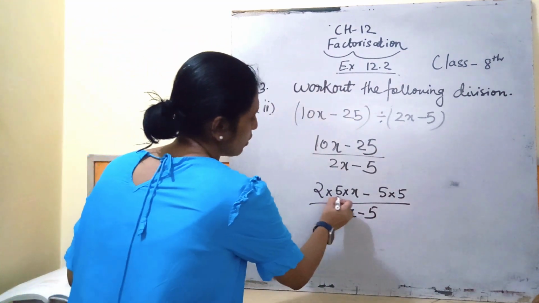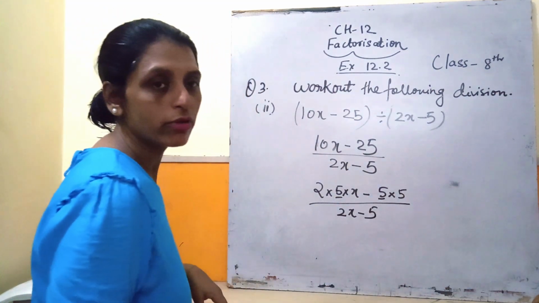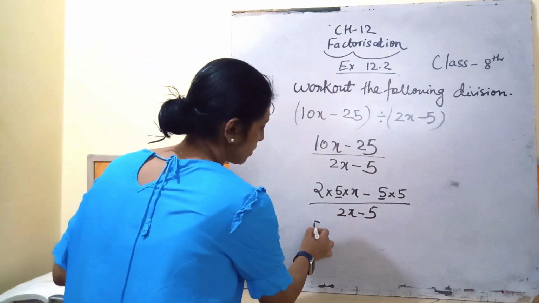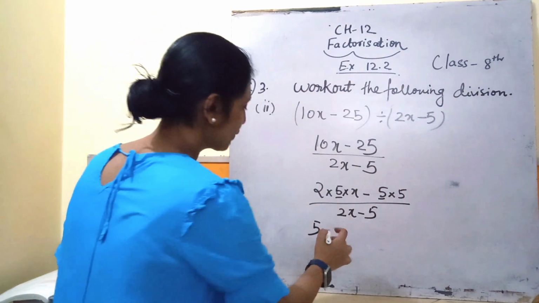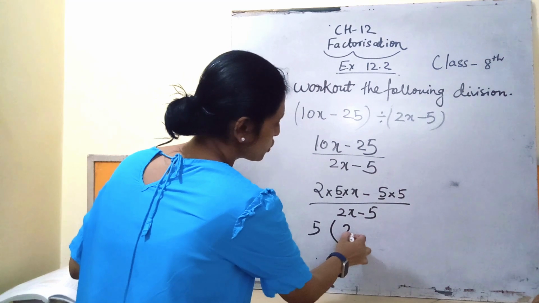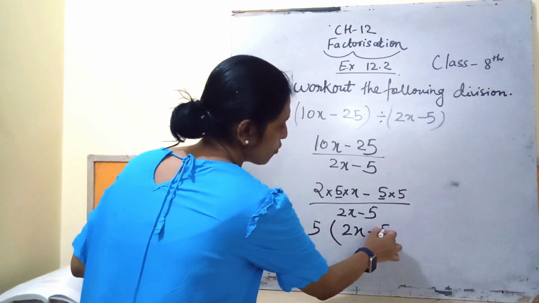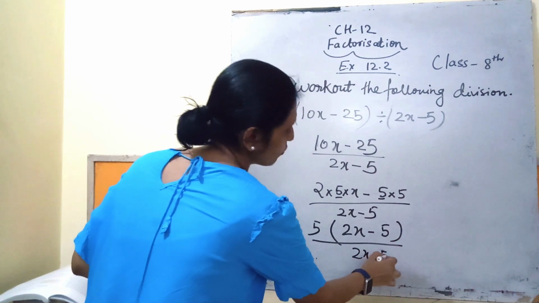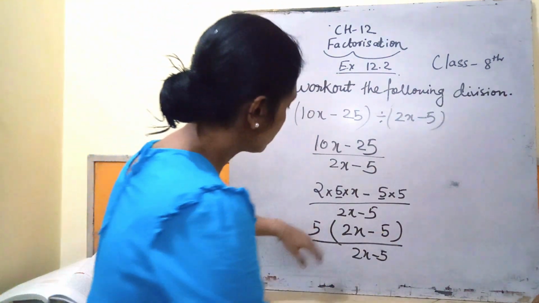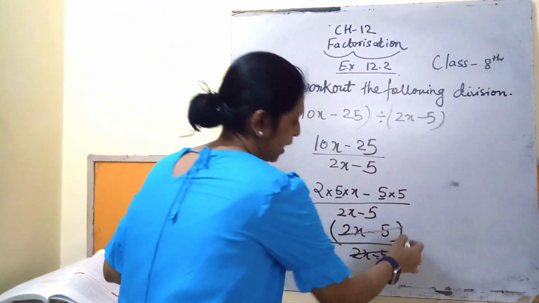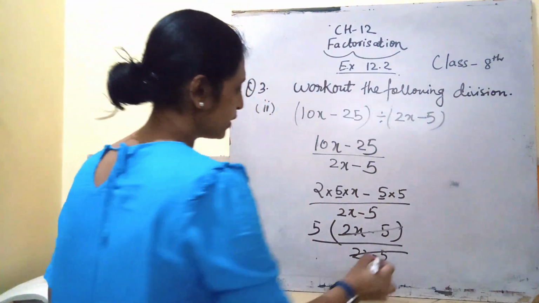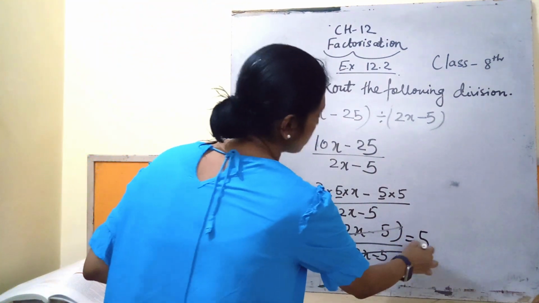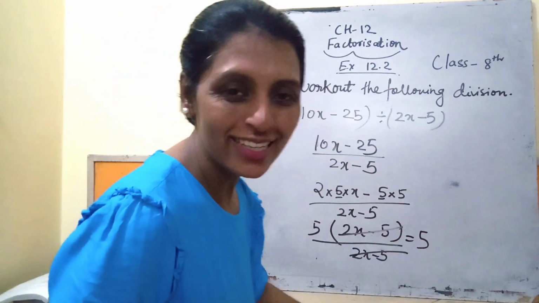See children, here 5 is common in the first term and in the second term also. So 5 can be taken as common. Now we are left with (2x minus 5) upon (2x minus 5). They are the same terms, so they can be cancelled. So we are left with 5. The result of this division is 5.